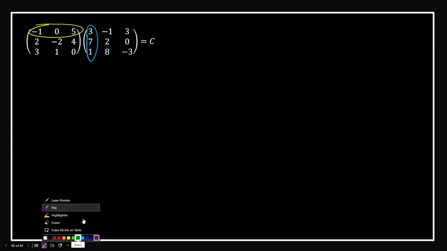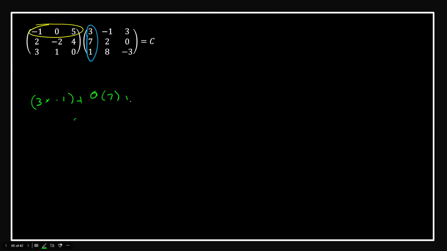The number of rows and the number of columns match. So let's grab green here. We're going to have 3, this first little portion here, times -1, plus the second row element and second column element. So it'll be 0 times 7 plus 5 times 1. That's just going to equal -3 plus 0 plus 5, which is equal to 2.